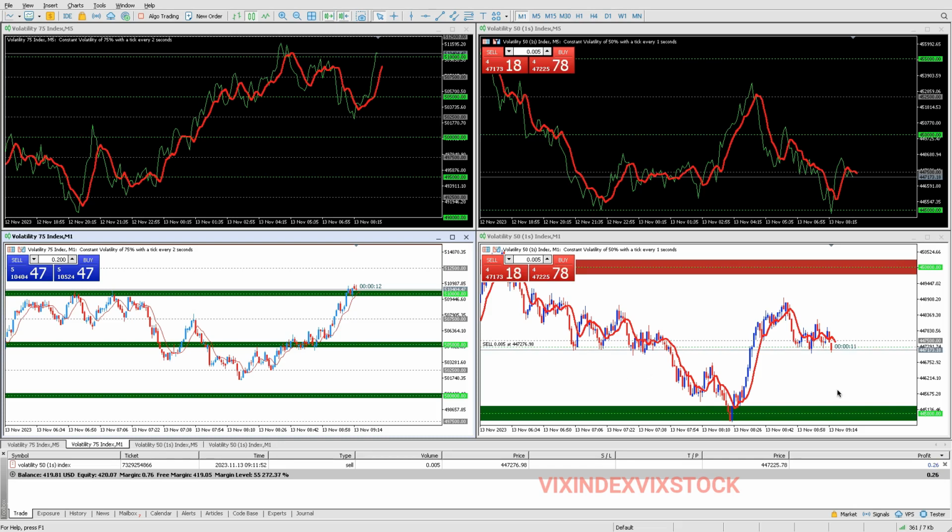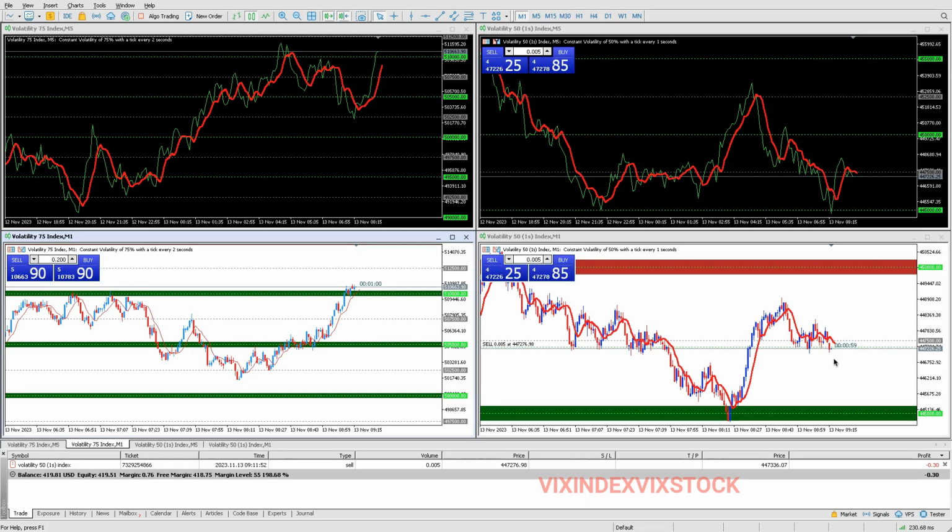So yeah, let's see what VIX 50 has in store for us. I've used a very small lot size, thankfully, but it looks like, yeah, it wants to play with us.